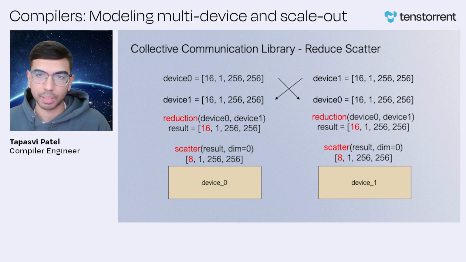Reduce scatter is very similar to all reduce. We send the tensor shards across and perform the reduction. However, now we want to scatter the results to various different devices. In this situation, we've performed the reduction, and then we scatter dimension 0 across both of these devices. At the end of the day, both devices have this split shard, and then you can do other computations from the rest of your graph on top of this.